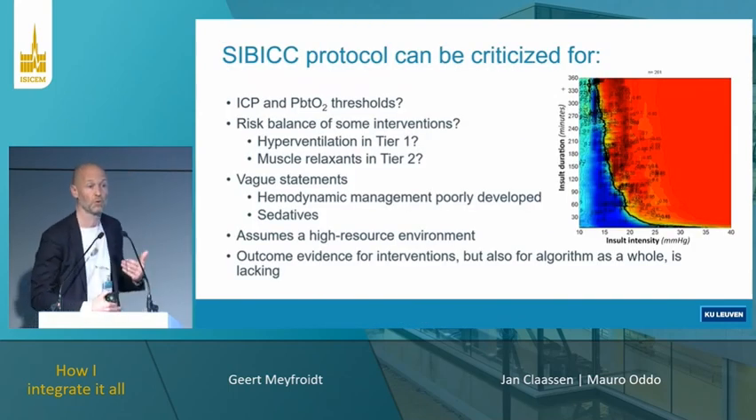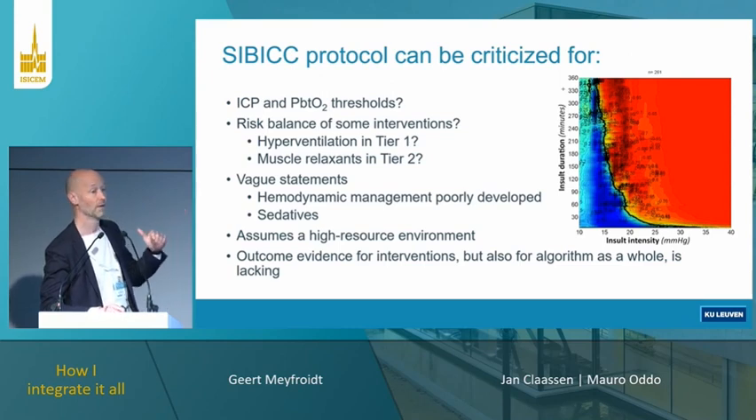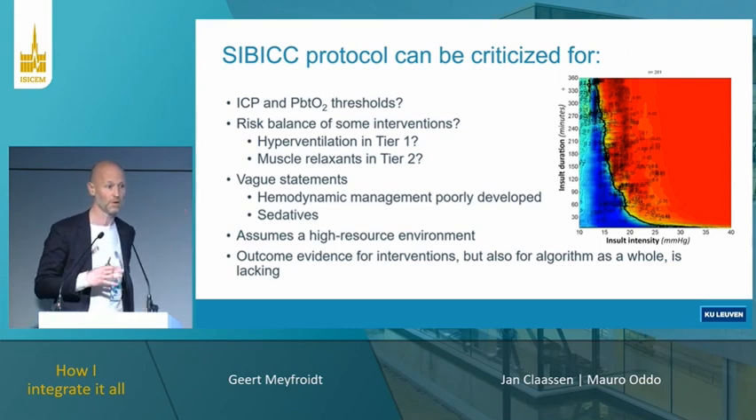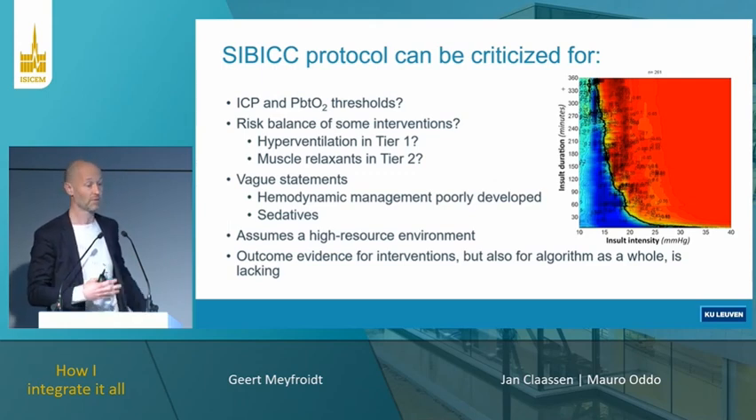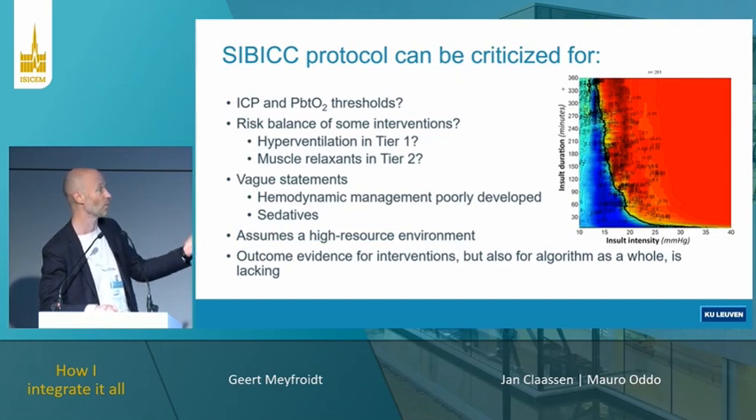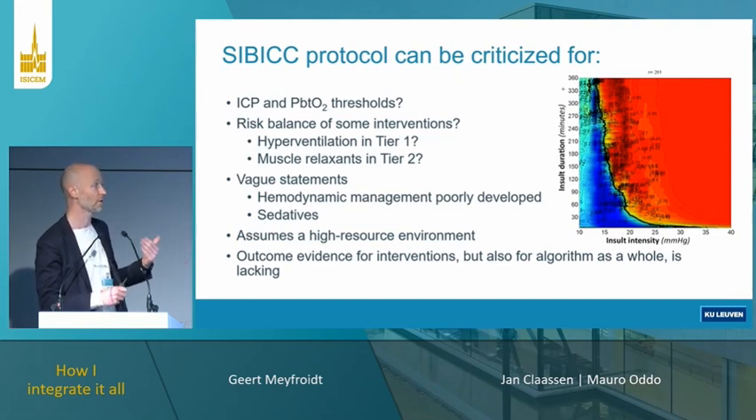Now, the CIBIC protocols can be criticized. They use thresholds. We will learn about thresholds also. Are they valuable or not? What is the risk balance of some of the interventions? Does hyperventilation really belong in tier 1? Do muscle relaxants really belong in tier 2?